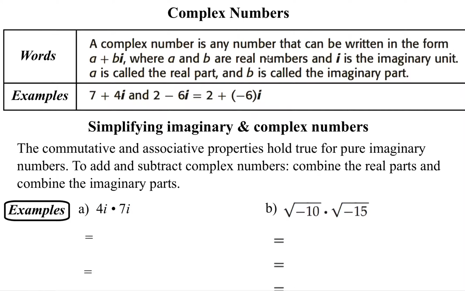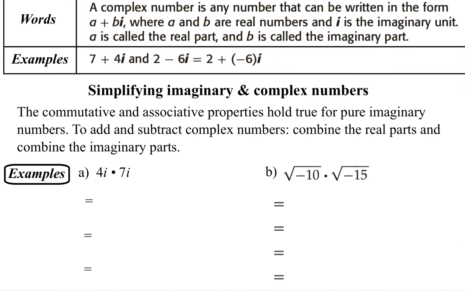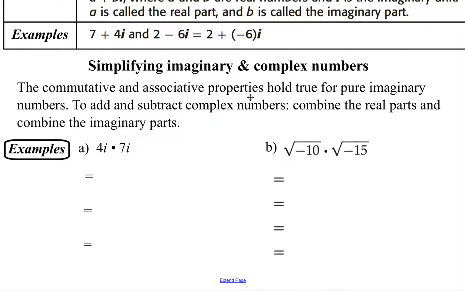So in words, I've defined for you what a complex number is. Anything that can be written in this form, a plus bi. A is the real part, bi is the imaginary part. And some examples of what they look like. So when we want to simplify imaginary and complex numbers, our properties of associative and commutative still hold true. Okay, those we can still rearrange and reorder or regroup and still get the correct answers.